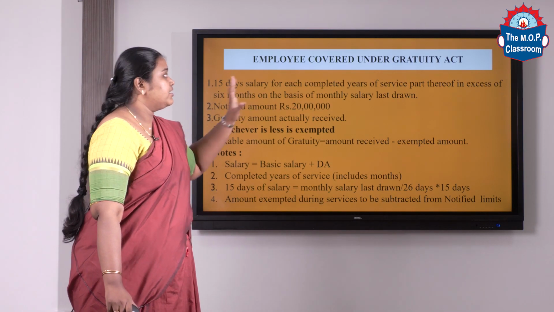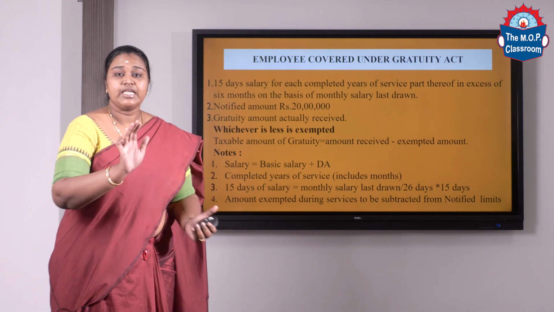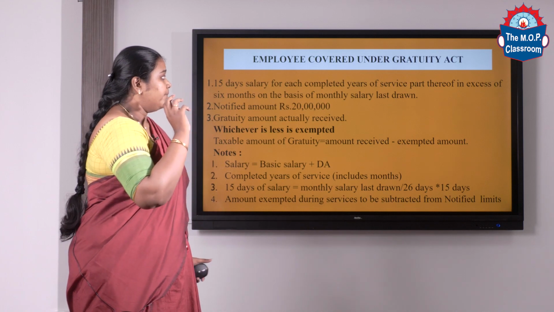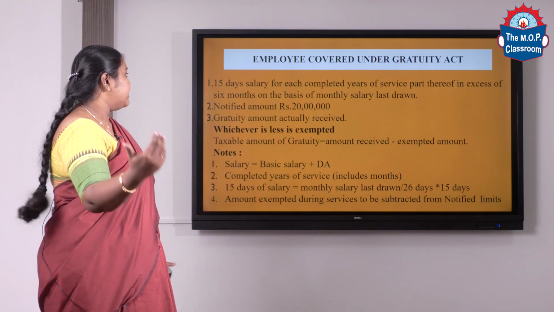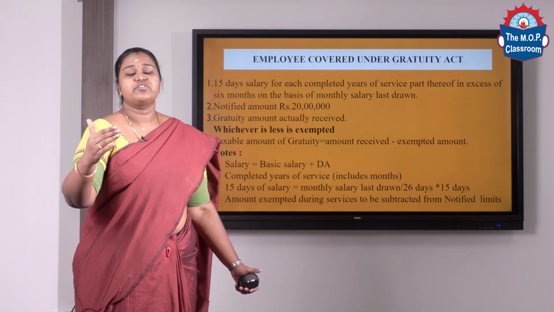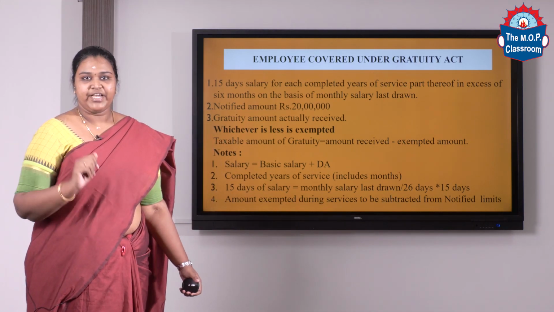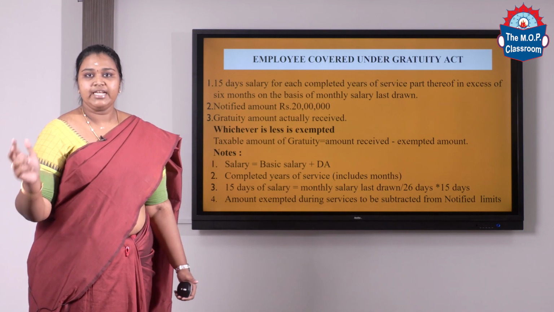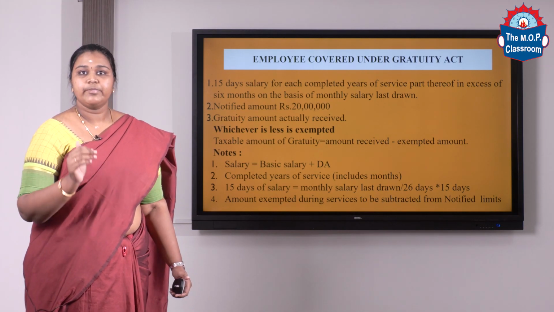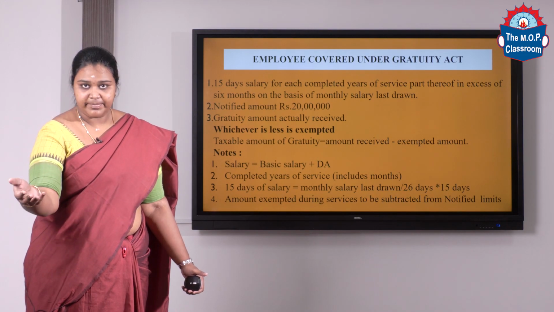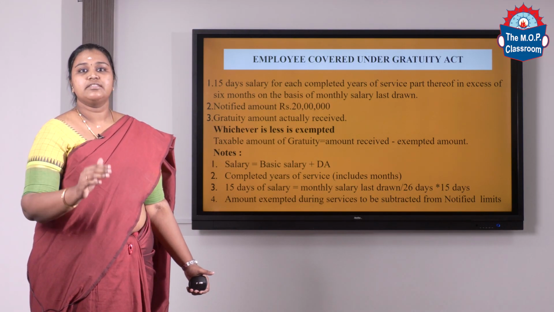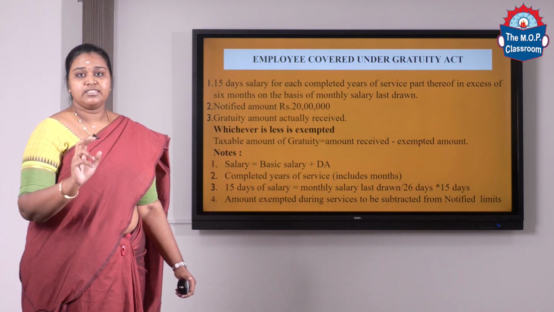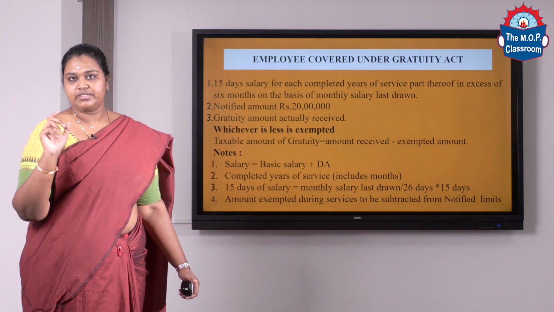What are completed years of service? For completed years of service, we will be taking months into calculation. When the months are in excess of 6 months, you will consider the year of service as the next year. Say for example, Mr. X retires after a service of 29 years and 7 months. Since it is 7 months, which is more than 6 months, we will consider it as the next year. So, for the purpose of calculation of gratuity, we will be considering 30 years of service.